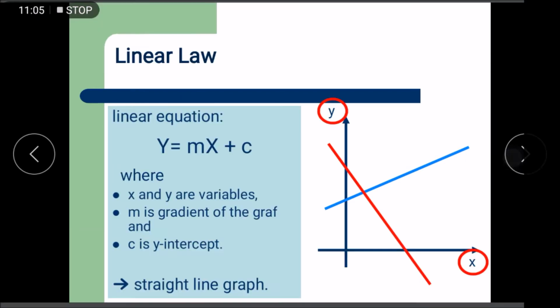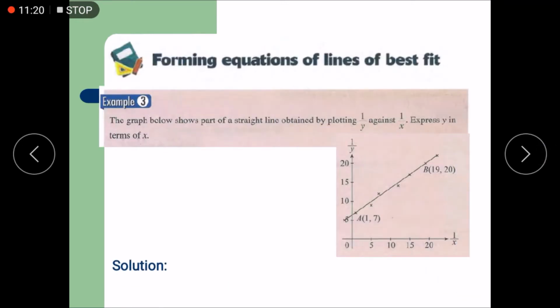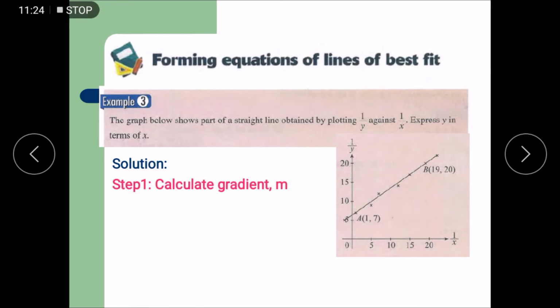So linear law says you must follow the straight line equation, where m is the gradient, c is the intercept, and x and y are the variables. So x and y here I can change. Let us see how to form the line. Okay, this is my graph.